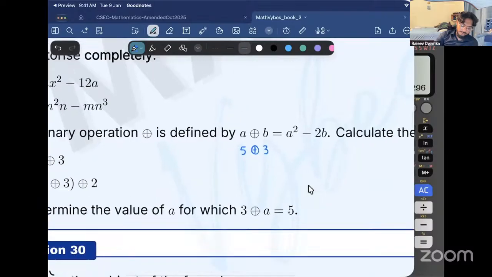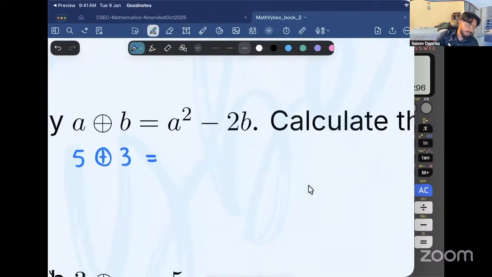Yeah? Yes, sir. So how are we gonna calculate that then? 5 multiplied by 3. No. The operation is defined over here. Oh. Yeah. 5 squared minus 3b. Now take your time. 5 squared minus.